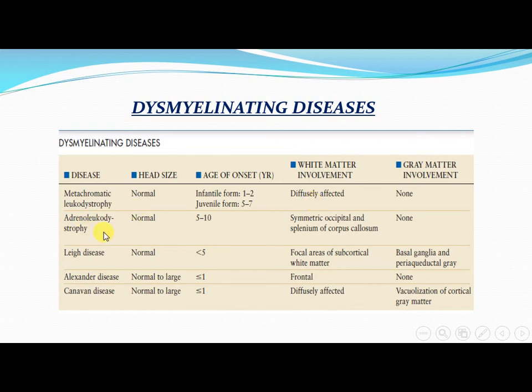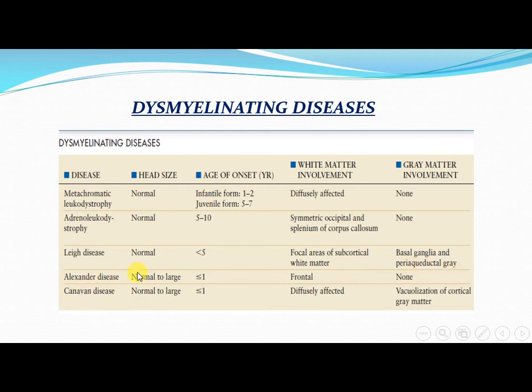Adrenoleukodystrophy. The head size is normal. Age of onset is between 5 to 10 years. White matter involvement, symmetric occipital and splenium of the corpus callosum, while gray matter is not involved. Leigh disease, head size is normal, age of onset is younger than 5 years. White matter involvement, focal areas of cortical white matter, gray matter involvement, basal ganglia and periaqueductal gray matter.